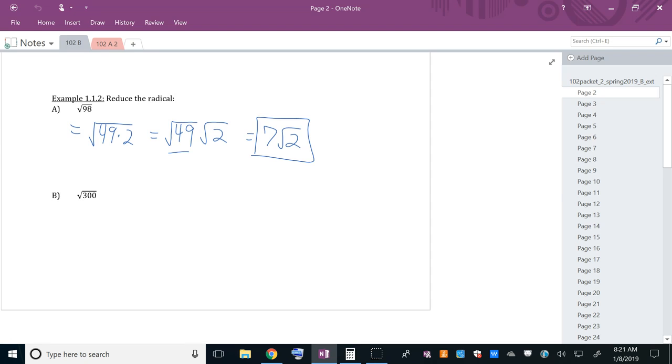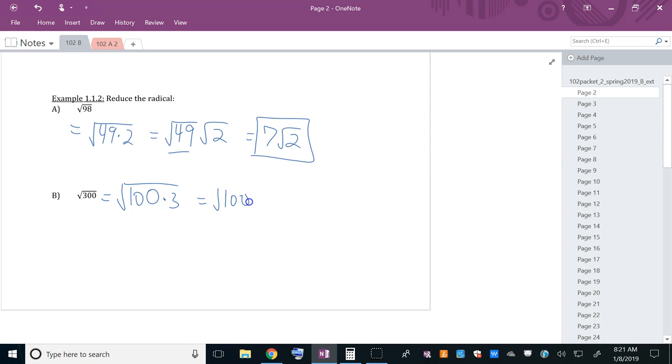Let's look at the square root of 300. Now there's actually lots of perfect squares that go into that. 4 goes into that, and 25 goes into that. I'd like to pick the largest perfect square that goes into it. So the largest would be 100. That is 100 times 3.